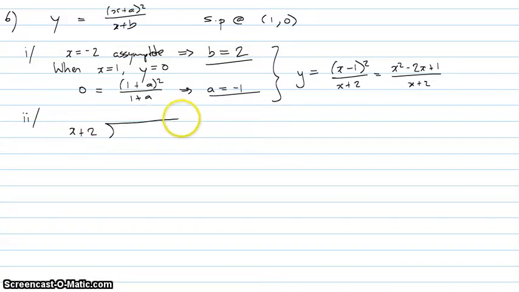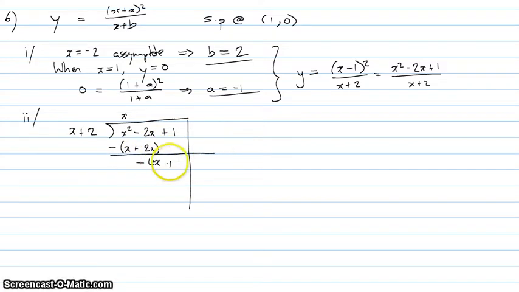So x plus 2 divides x squared minus 2x plus 1. And when we do this, to eliminate the x squared, we multiply x plus 2 by x. We get x squared plus 2x, subtracting that gives us 0x squared minus 4x plus 1.